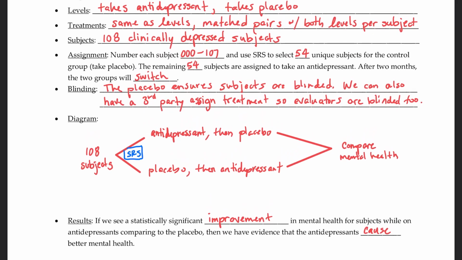And in reality, and this is what the results will explain, if we see a statistically significant improvement in mental health for subjects while on antidepressants compared to the placebo, then we have evidence that the antidepressants cause better mental health. So we'll be doing evaluations throughout. Maybe this diagram doesn't fully capture it all: 108 subjects, antidepressant, placebo, compare, then switch the treatments and do some more comparing. But this is a totally fine idea for the actual matched pairs.